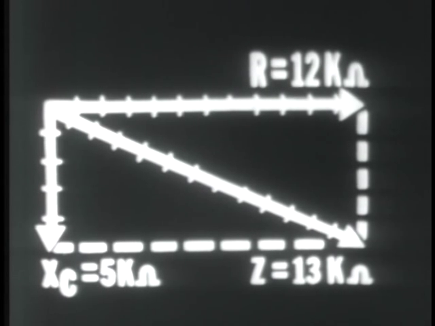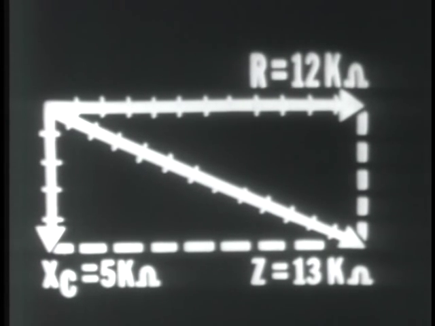If we measured our radius vector or our impedance vector, they are one and the same, it would measure 13 units long, which would be equal to 13 k ohms. So we have an impedance of the circuit of 13 k ohms. Now, we have an angle generated here, that is the angle between R and Z, which is the impedance angle.